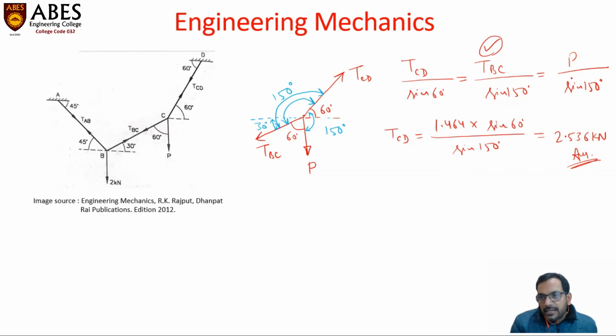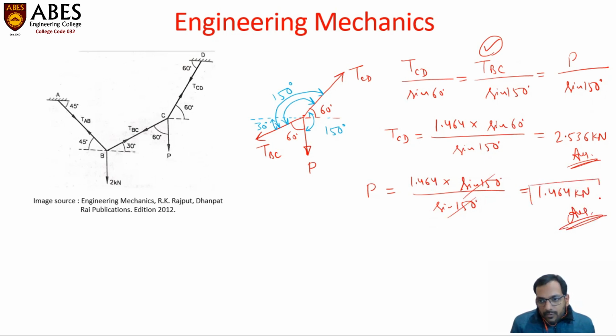Now, if we consider the second and the third term, we can calculate the value of P. P is equal to 1.464, which is the value of TBC, multiplied by sine 150 upon sine 150. So sine 150 and sine 150 cancel out. So the value of this unknown force P is 1.464 kilonewton. So these are our third and fourth answers respectively.